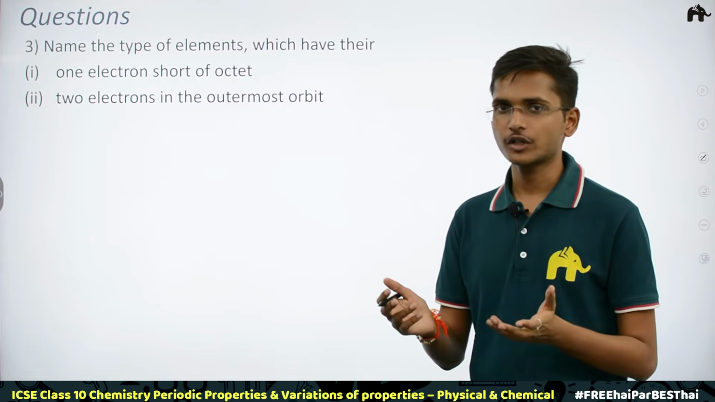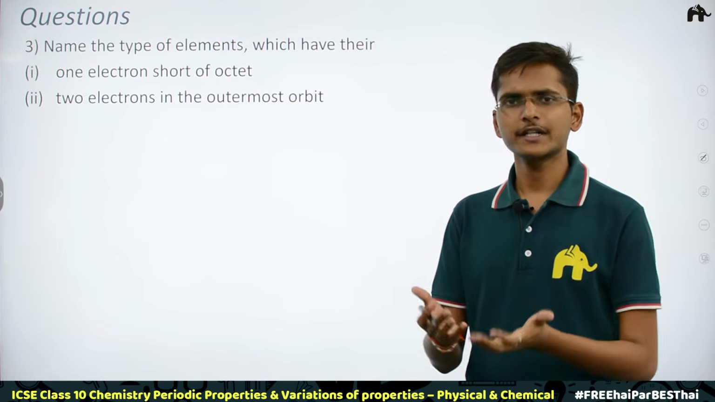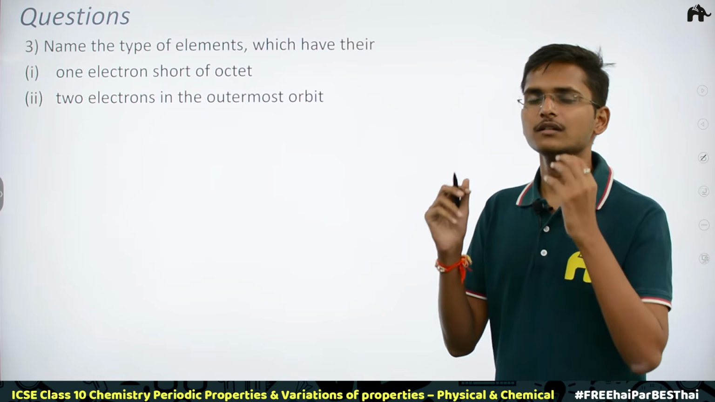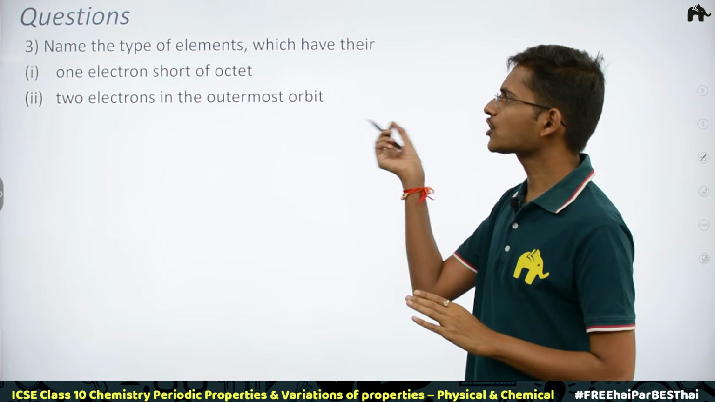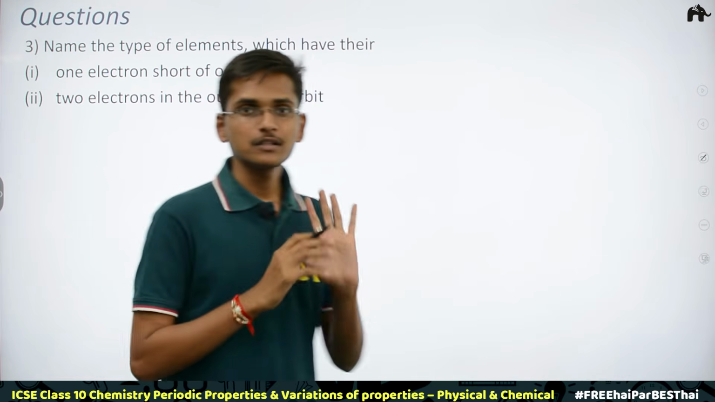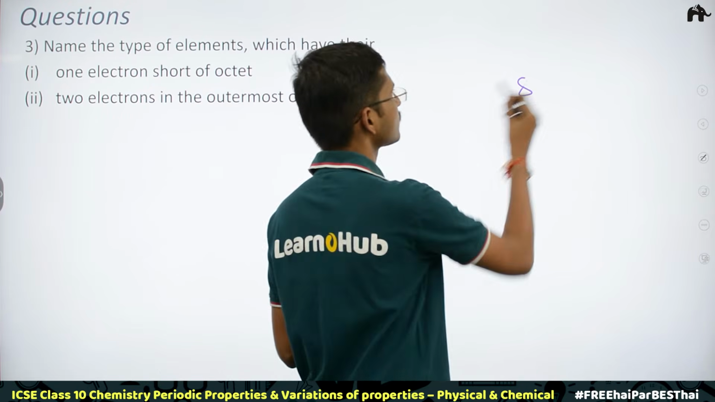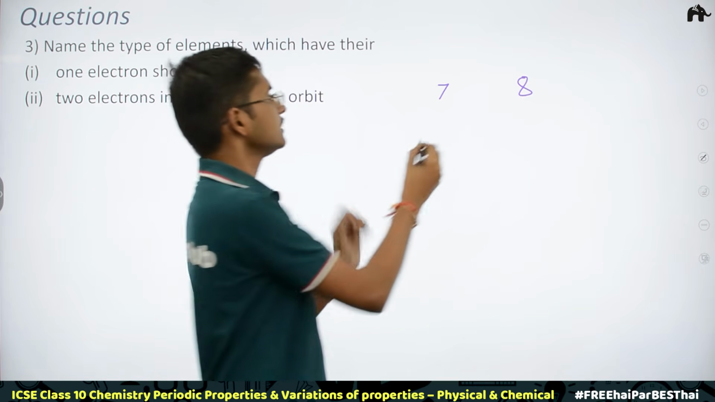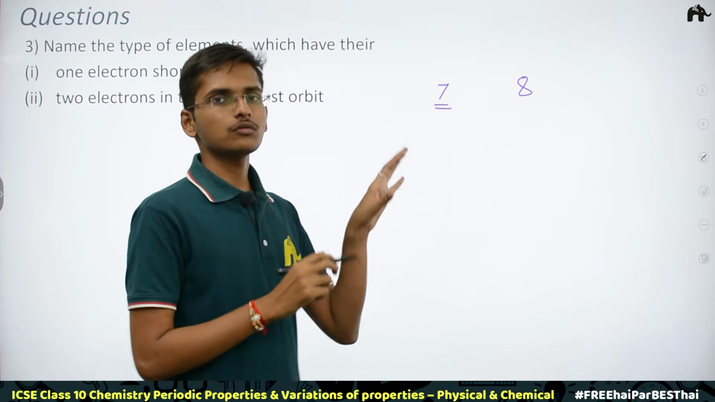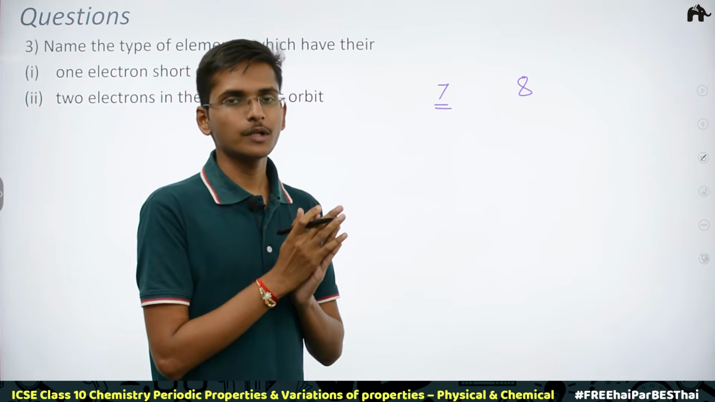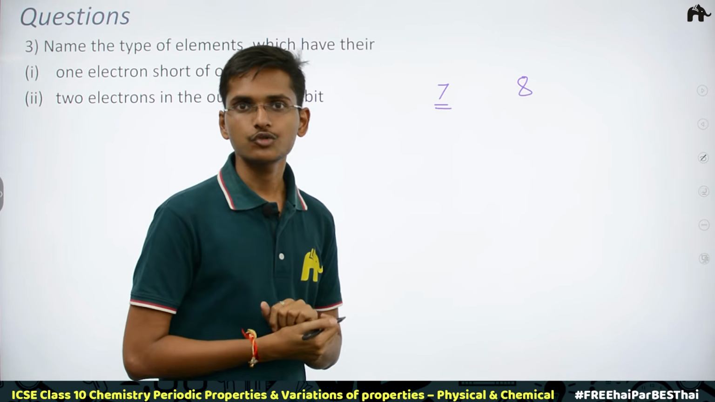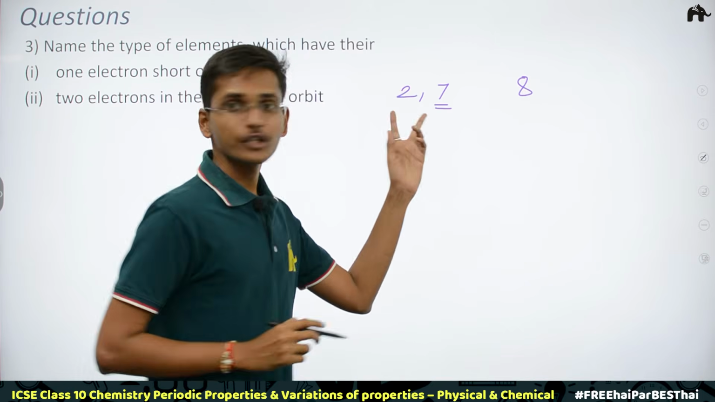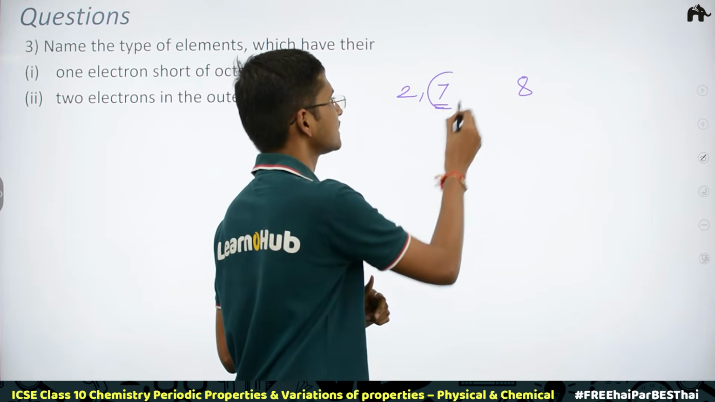Now I know you know the electronic configuration of many elements, and how to write it, you already know. So just apply the concept of electronic configuration till the first 10 elements. What it is saying, one electron short of octet. Octet means 8 electrons, 1 electron short means 7 electrons. So 7 electrons are in the outermost orbit. Which of the first 10 elements has 7 electrons in the outermost orbit? Think. Fluorine, yes, 2,7. Its electronic configuration is 2,7, and it has 7 electrons in the outermost orbit.